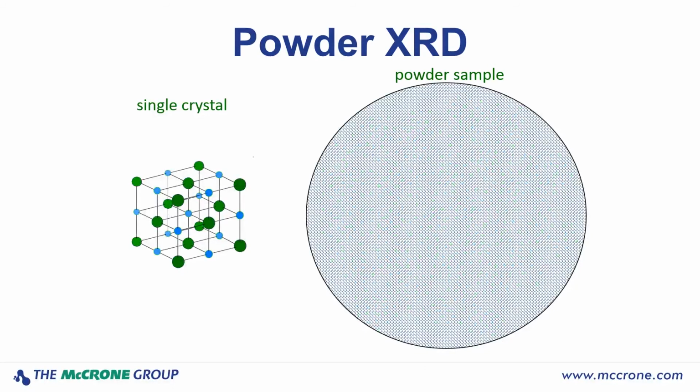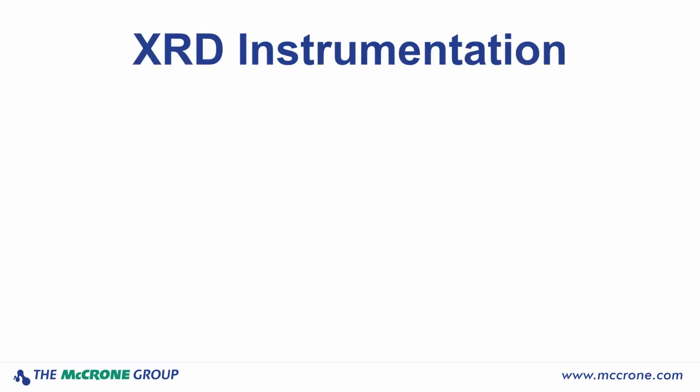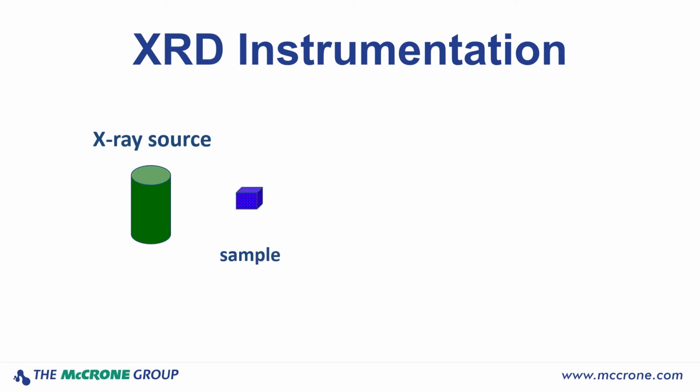There's actually an advantage to this. When we use X-ray instrumentation, which is pretty simple actually, we have an X-ray source and we have a sample, and the X-ray source will aim the X-rays at the sample. The sample must rotate, and by rotating the sample, we expose all the different planes of all the different angles in those little crystallites in the powder sample.